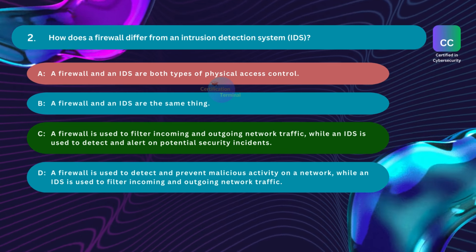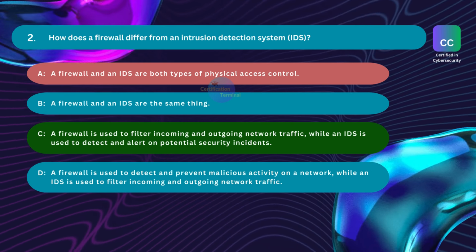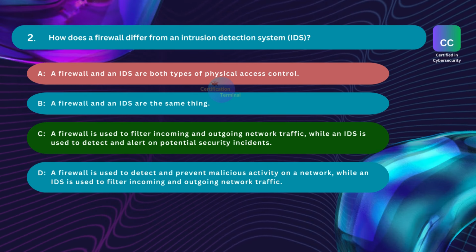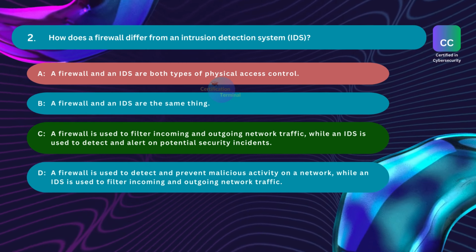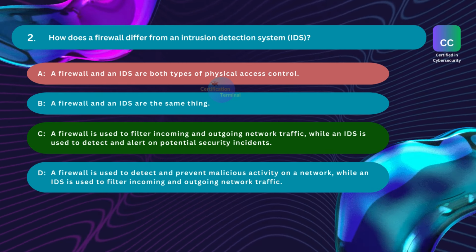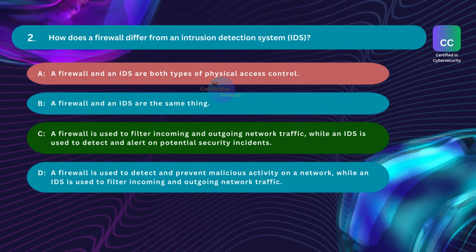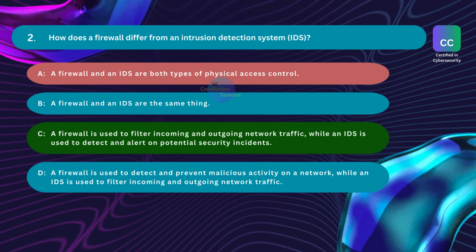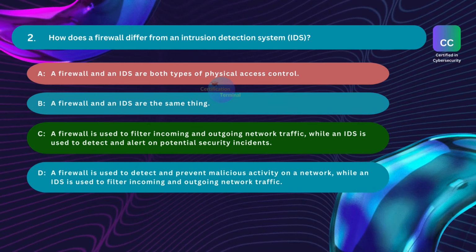Option A is incorrect. Firewalls and intrusion detection systems are not types of physical access control. Physical access control typically refers to measures such as biometric access systems, keycard entry systems, or security guards controlling physical access to a facility. Firewalls and intrusion detection systems are network security mechanisms that operate at the digital level to protect against unauthorized access, attacks, and security incidents.